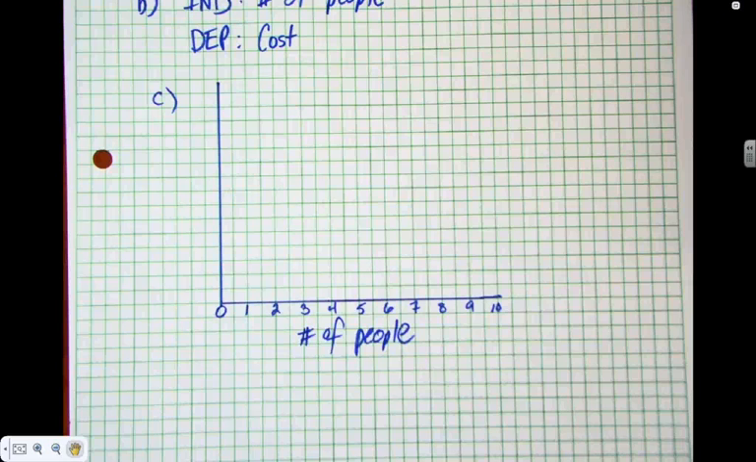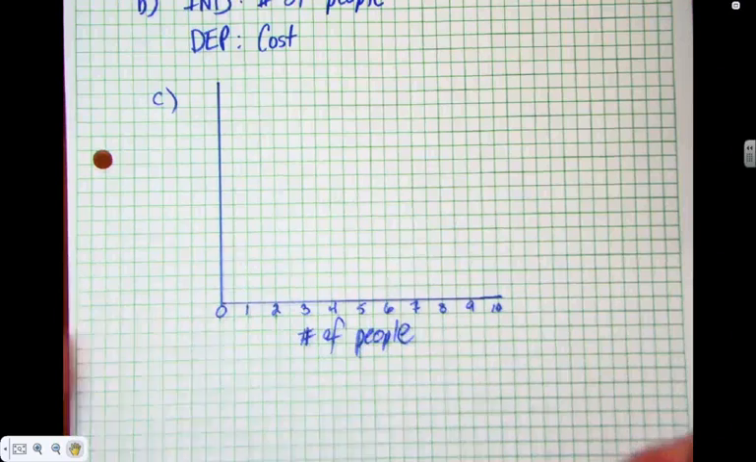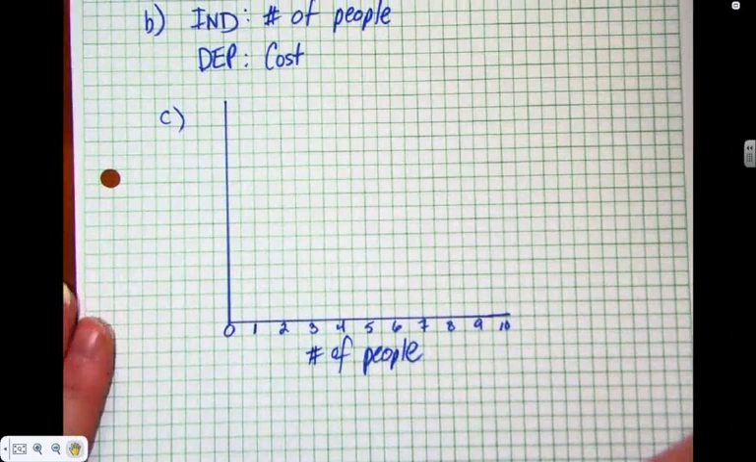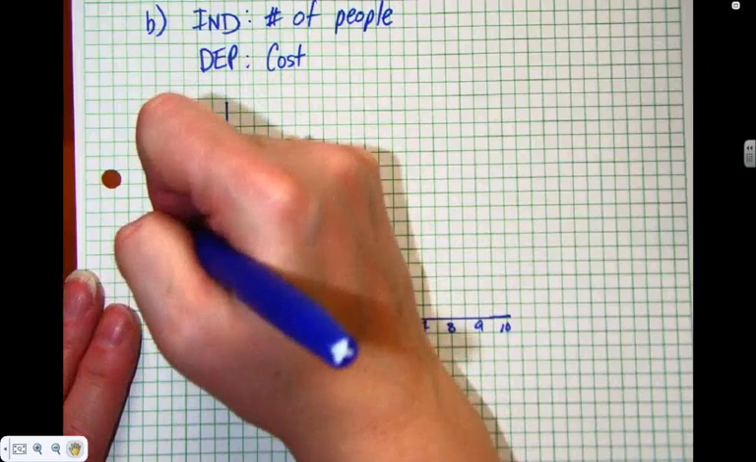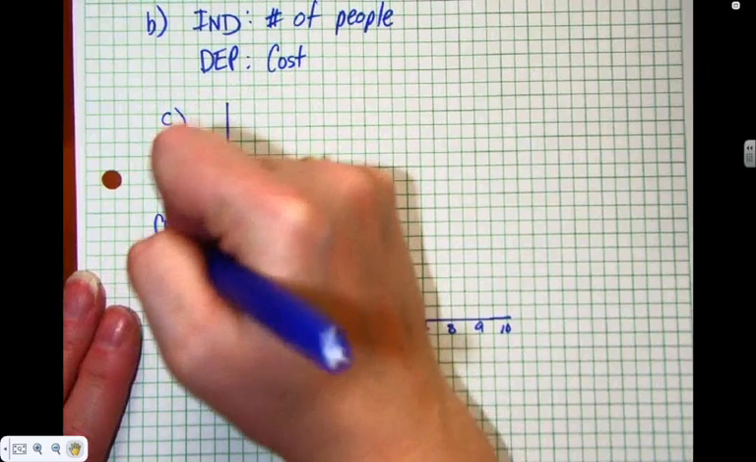Again, roughly how big should your graphs be? About a quarter of a page, right? Too small, or if it's smaller than that, it's just too hard for me to read. Bigger than that, you're wasting paper. About a quarter of a page. What would you like to put on the vertical axis or the y-axis? Cost, and the units is dollars.